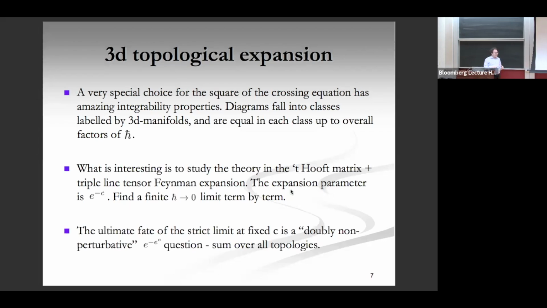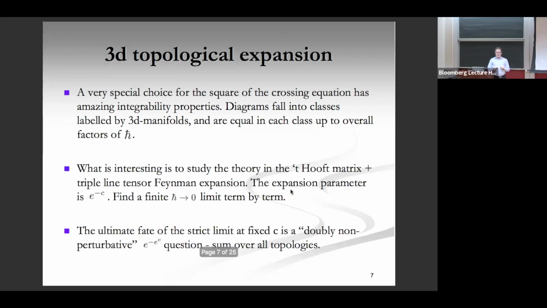It's an asymptotic series. And the ultimate fate of the limit is somehow a doubly non-perturbative question, since it's an e to the minus e to the c question, related to the sum over this topological expansion. So I think that's one of the interesting elements. The rest of the talk is going to be me explaining this story, and then at the end, I might tell you a few generalizations of that. So that's where we're going to go.